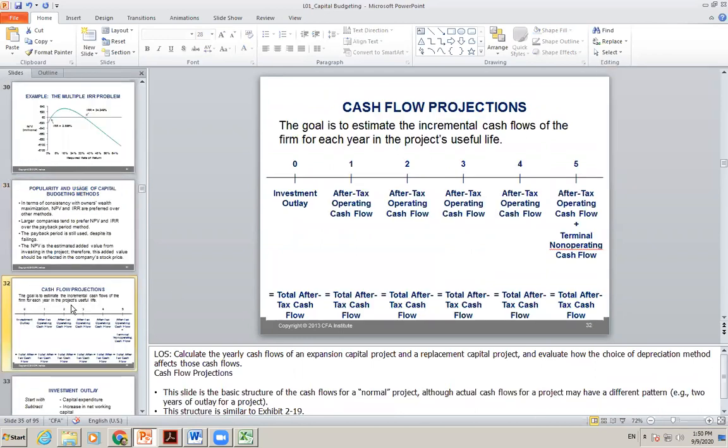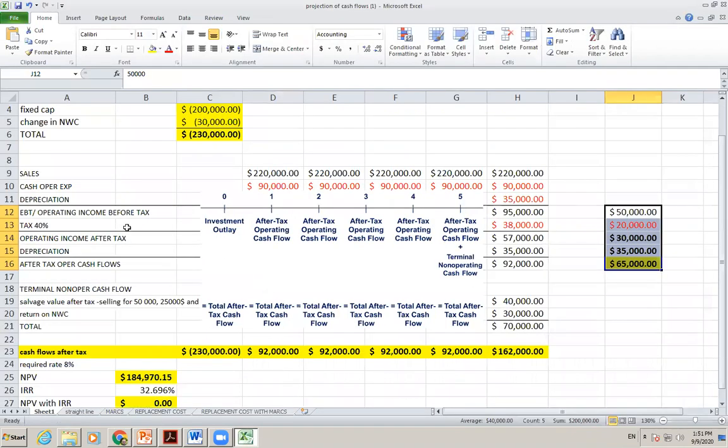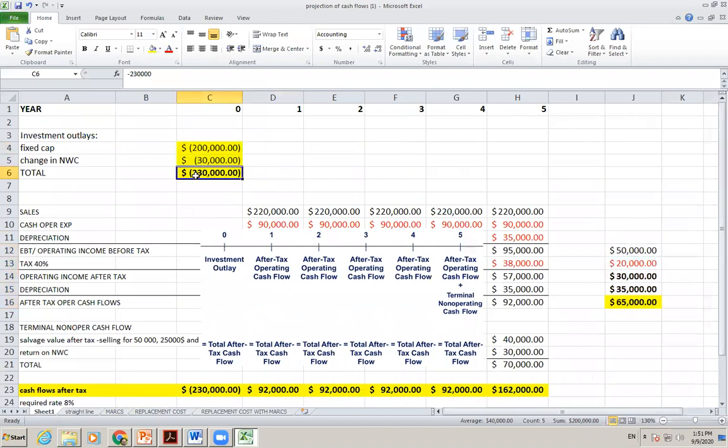So, so far, I have introduced to you how to calculate investment outlay, how to calculate after-tax operating cash flow for all years, and how to calculate terminal non-operating cash flow. So what do you do next? You need to come up with a total after-tax cash flow. So how do you do it? Here, your total, you're bringing it down.